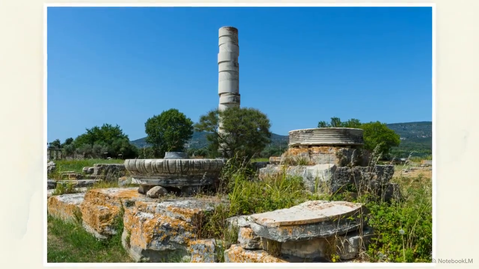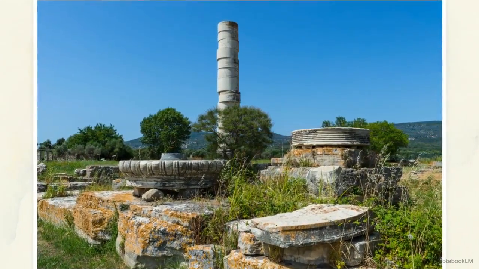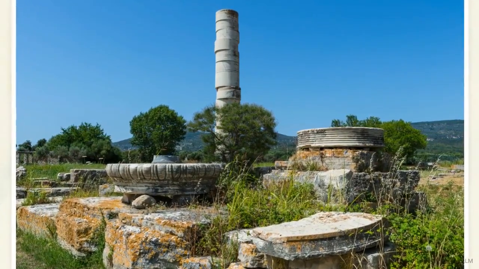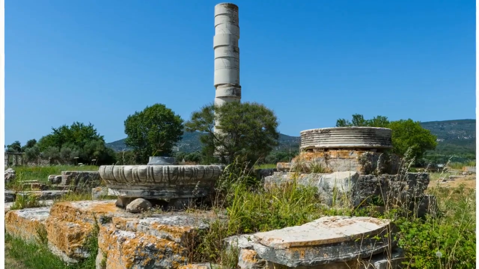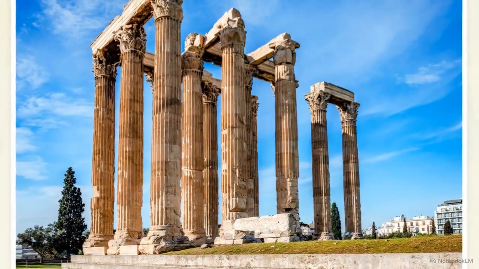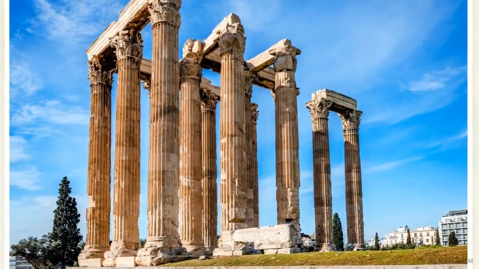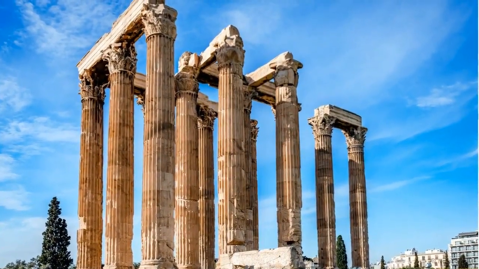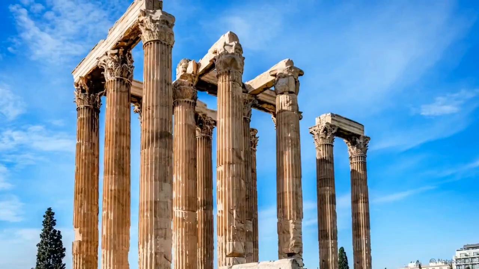The Ionic order originated in coastal Ionia and is defined by volutes, scroll-like spirals, carved into the top of the columns. For their most ambitious layouts, Romans preferred the Corinthian order. These tall columns are distinguished by ornate capitals carved with stylized acanthus leaves.